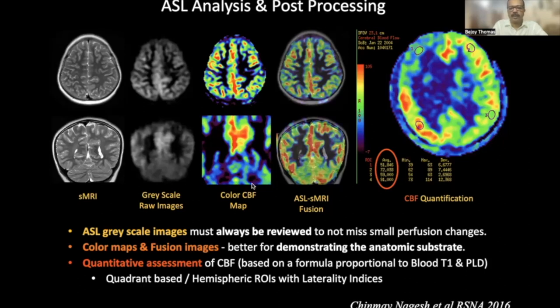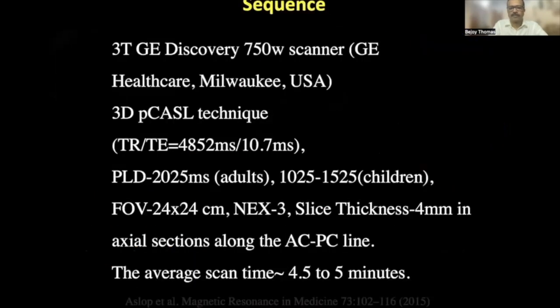Arterial spin labeling is one of the techniques which can give very high quality quantitative cerebral blood flow measurements. This is a sequence we use on a GE Discovery 750W scanner, a 3D pseudo-continuous technique. These are the other technical parameters. We use different post-labeling delays in adults and children, and I will explain that in the coming slides as well.